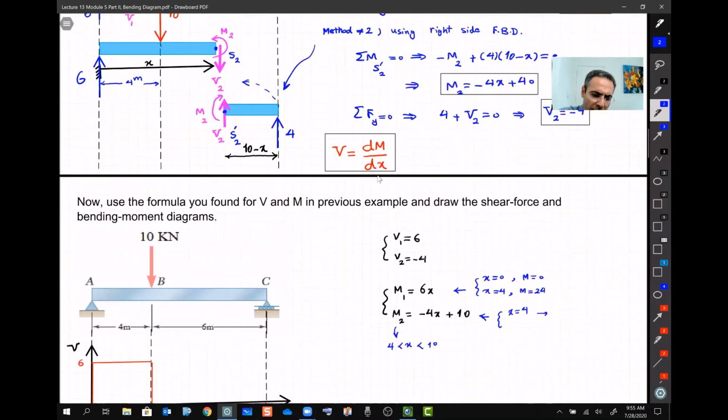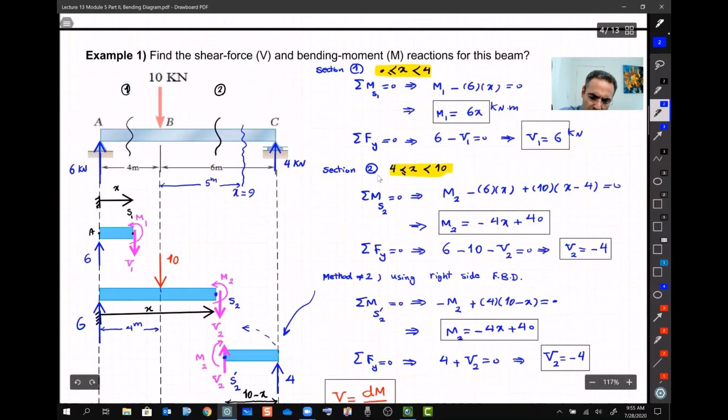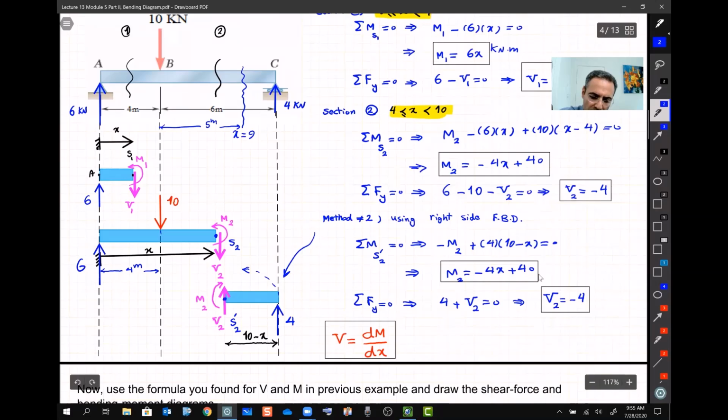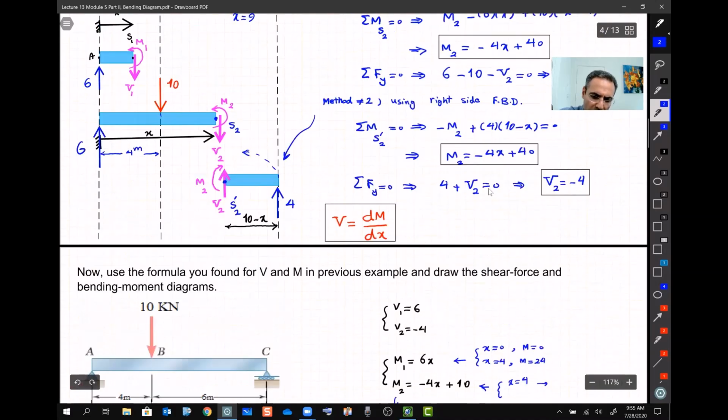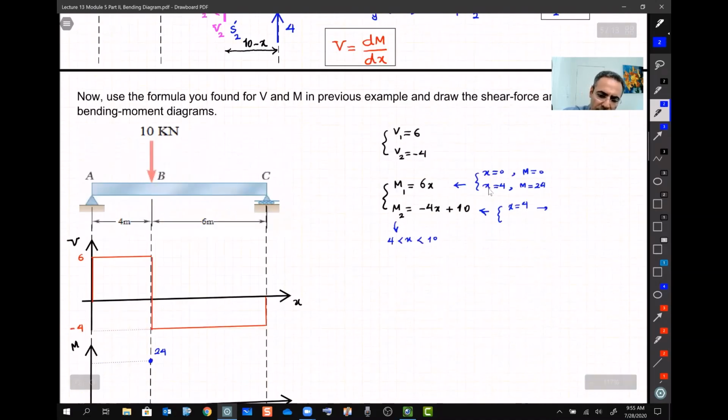Okay, let's move back. Here, guys, are we? Oh, it's 40, not 4. M2 is -4x plus 40. So this guy is 40.